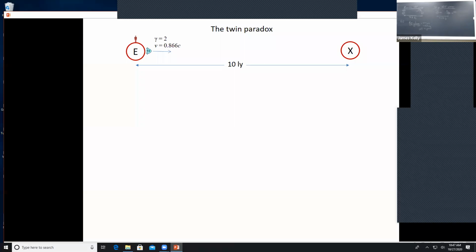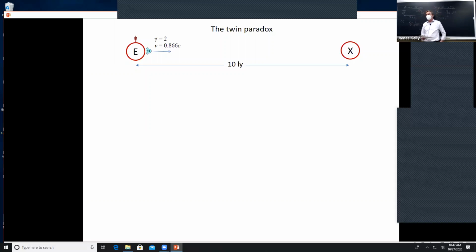two twins. The twins traditionally are called Terra, for Earth, is a twin who stays on Earth. And Stella, of course, star, the star traveler, is going to go on a distant trip at 0.866c. That's to make gamma 2. That makes your calculations a little bit convenient, okay? And they're going to go to a planet X, which is 10 light years away as assessed by the Earth IRF. 10 light years away in the Earth IRF, and at rest with respect to Earth. So it's moving along with Earth.